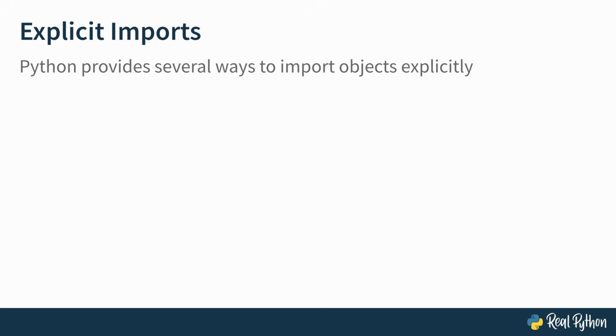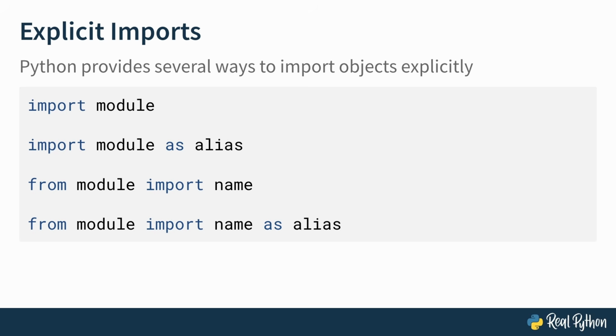There are a few variants on this syntax. Import module, bringing the module's name directly into your file's namespace. Import module as alias, bringing it in under the alias you provide. From module import name is used to import specific names from the module. And from module import name as alias allows you to alias or rename a specific name you're importing.